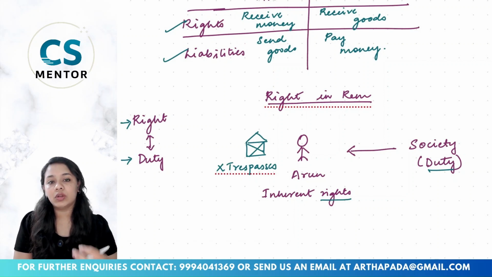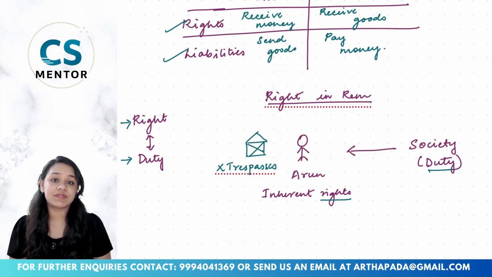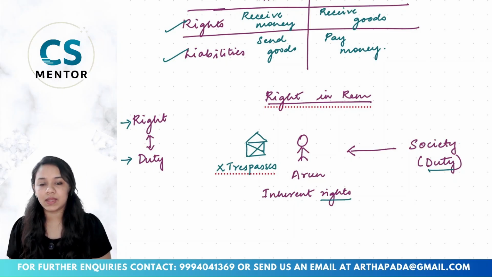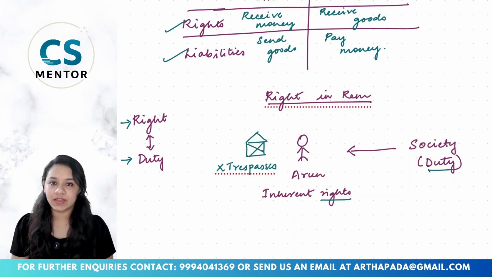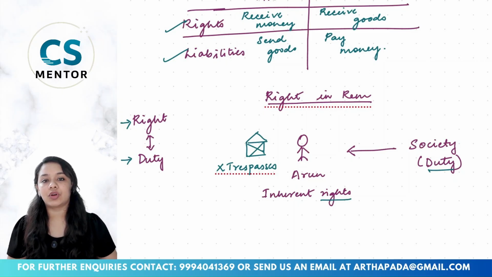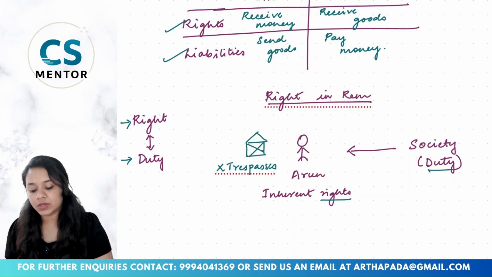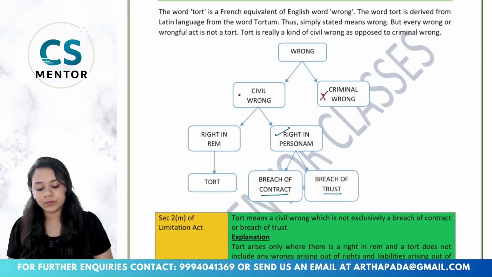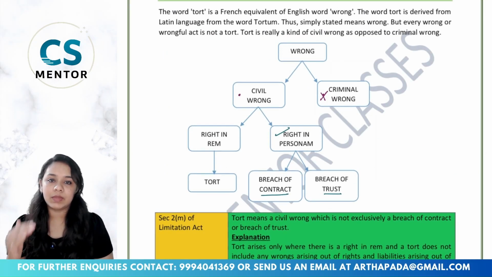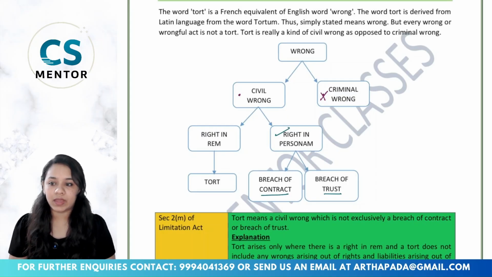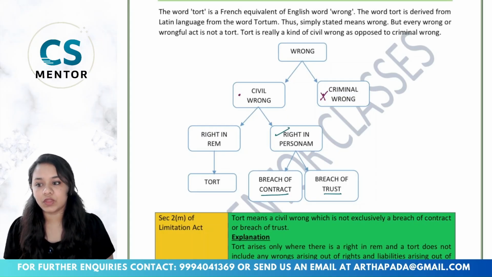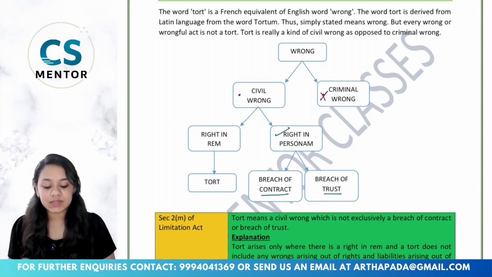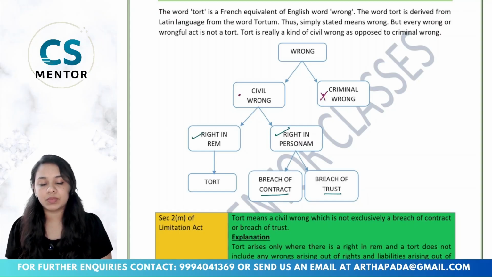And the thing is, what if a right gets violated? Because ultimately everything is about rights and duties, or rights and liabilities. So when a right gets violated, that's when we can say a tort has been committed. So let's go back to this concept. A wrong can be either civil or criminal, and we're not talking about criminal wrongs over here, we're only talking about civil wrongs. Civil wrongs itself can be divided into your right in rem and a right in personam.